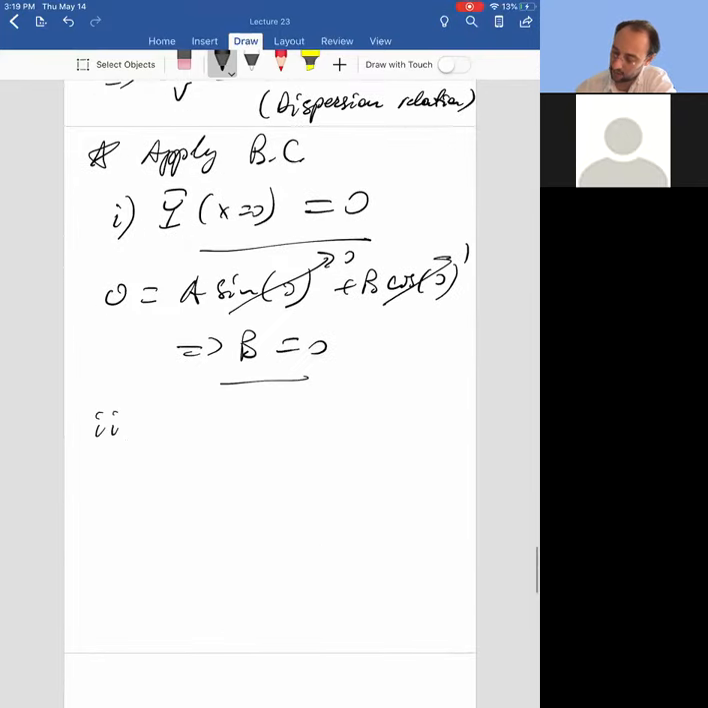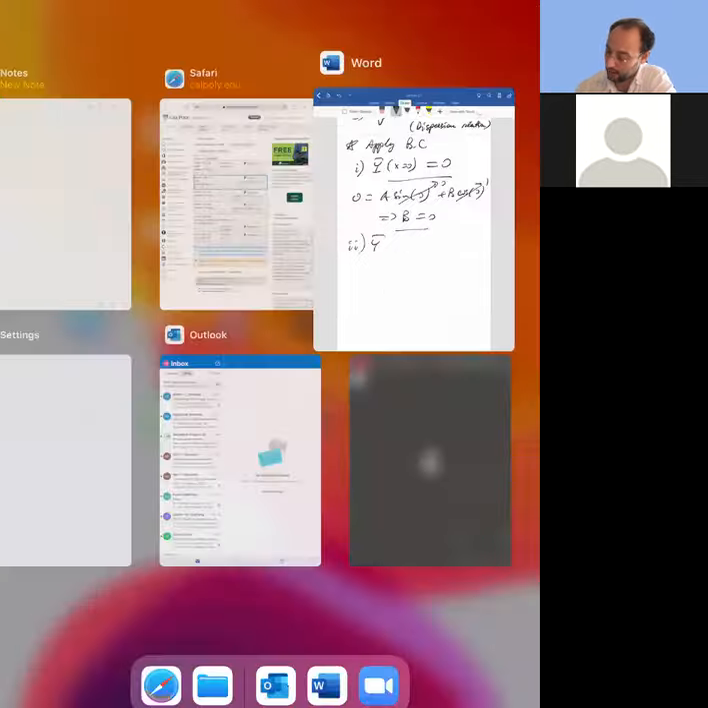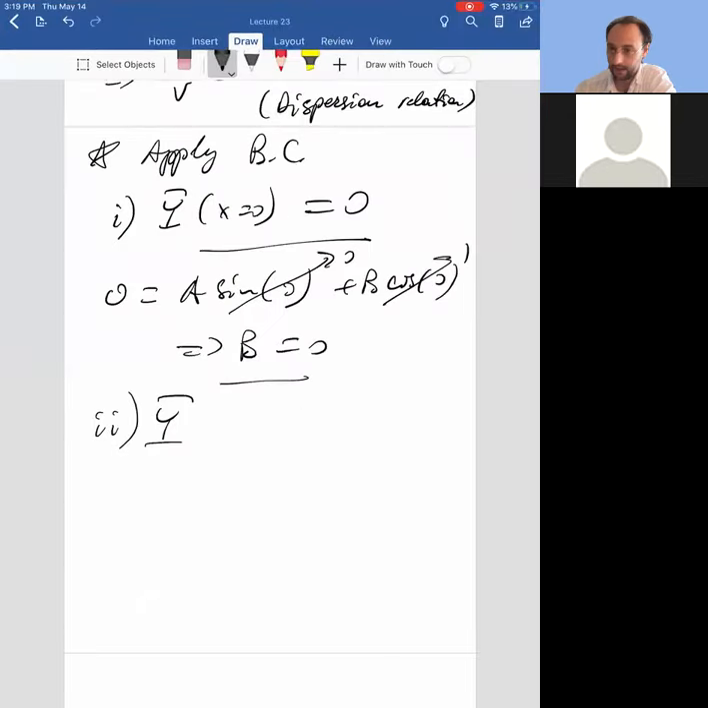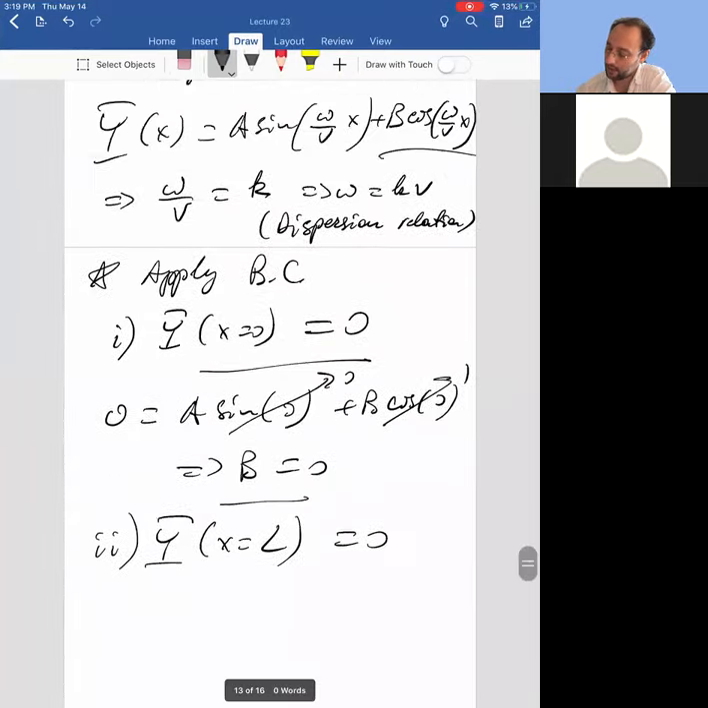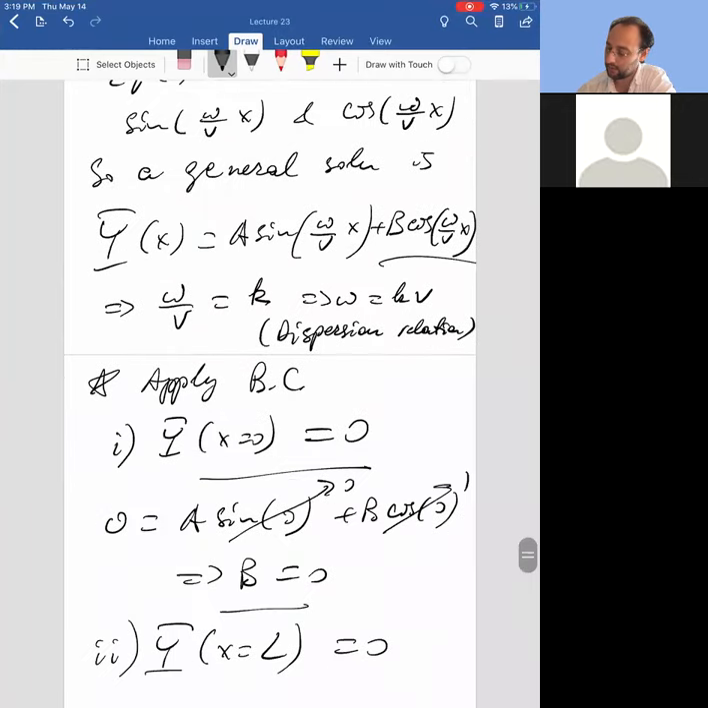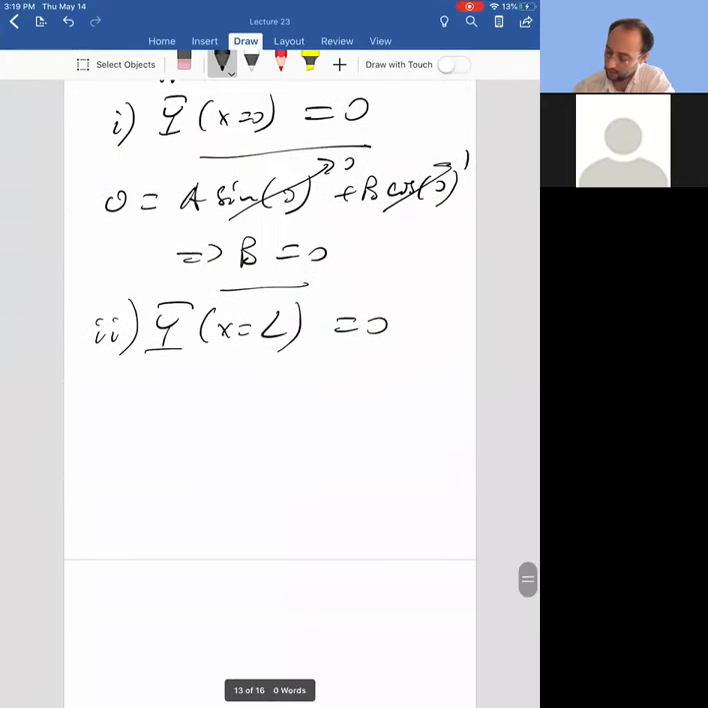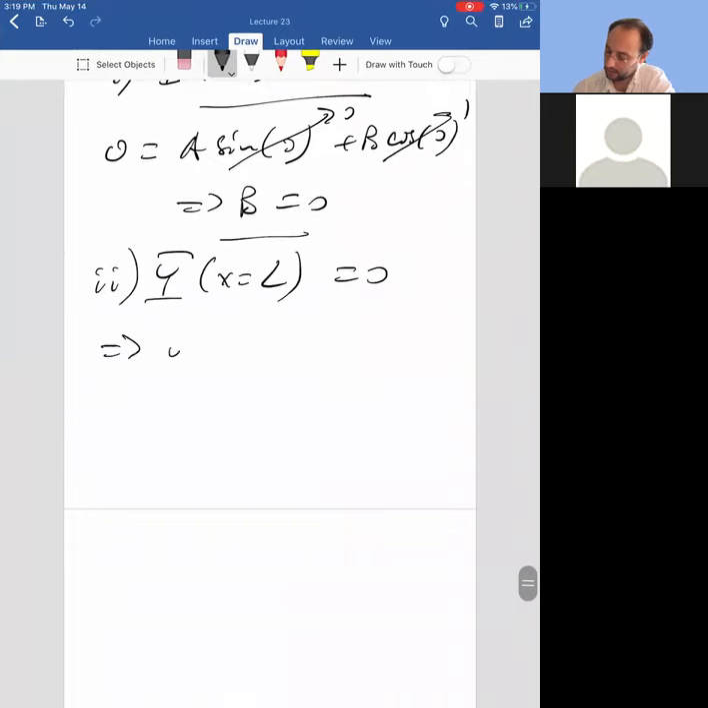The second boundary condition is that the displacement of the string at x equals L must be 0 for all times. That means big Y at x equals L has to be 0. Here's the big Y. The b is already 0. And so therefore, we have 0 equals a times the sine of kL equals 0. So there are two ways that this can happen.